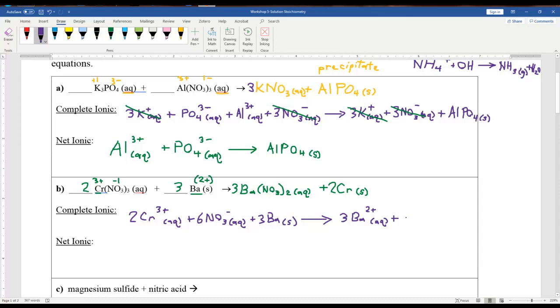So what else would be there besides the barium on the product side? How about 6 nitrate minus? Yep, 6 NO3 minuses. And what else? 2 chromium solid? There you go. And maybe just a little bit more elaboration on the solid phase of barium versus the aqueous phase.